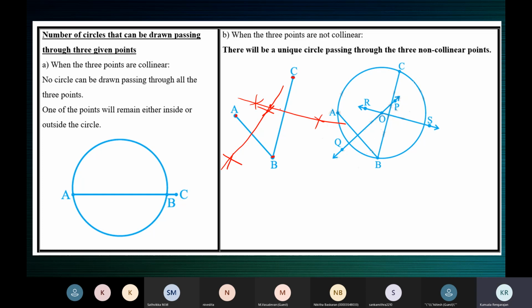Now let the perpendicular bisectors intersect at O. Now with OA or OB or OC as radius, all the three will measure the same. Use your compass and see. You can see the line segment AB here and its perpendicular bisector PQ here. You can see the line segment BC here and its perpendicular bisector RS here. You can see that the perpendicular bisectors PQ and RS intersect at O.